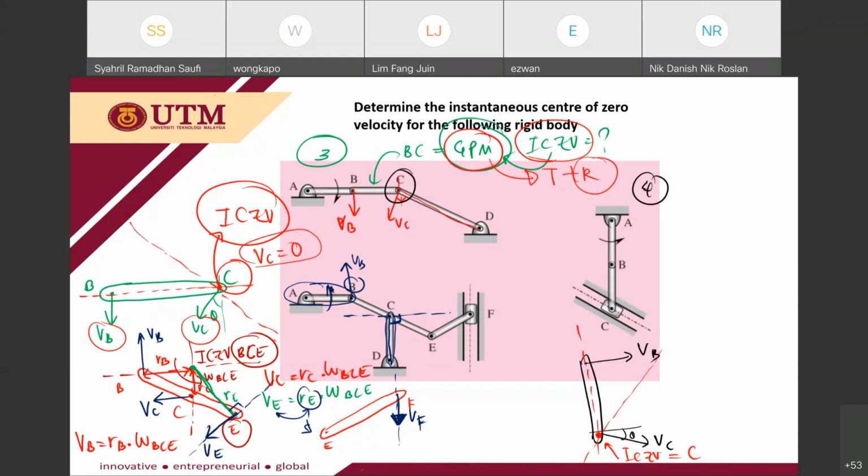Okay, then I put my VE on the member EF. So this is my velocity line of VE, and then this is my velocity line of VF. So since EF is also moving with general plane motion, I need to determine the perpendicular line to each velocity. So basically the intersection here is the ICZV for member EF.